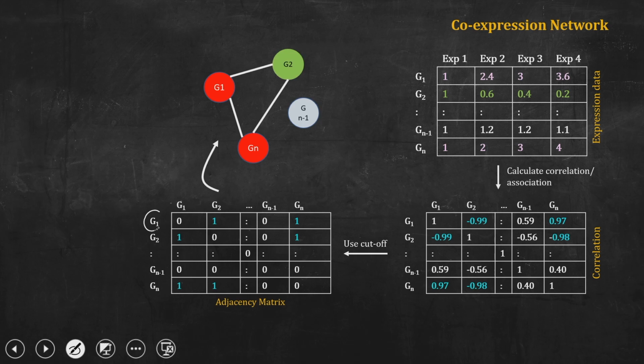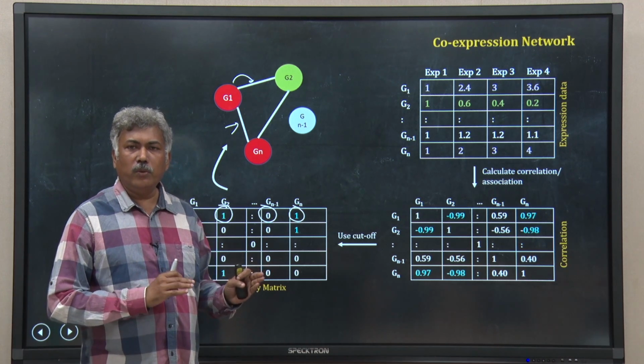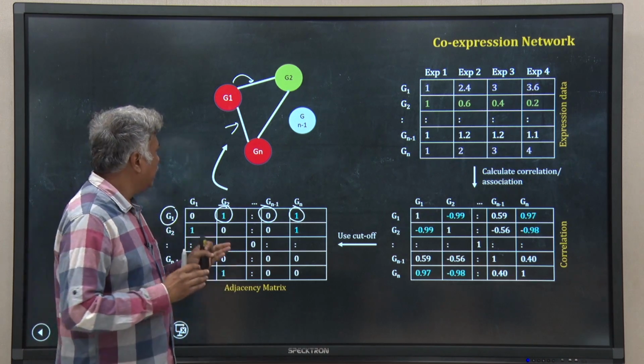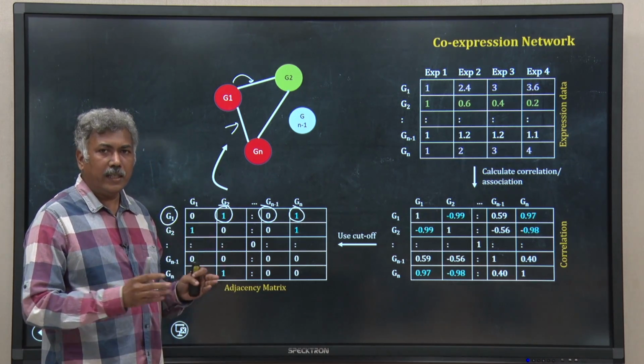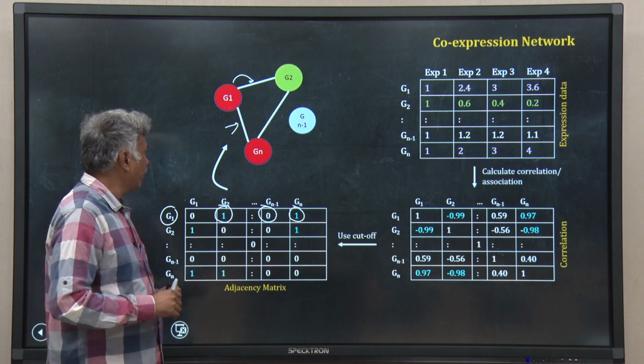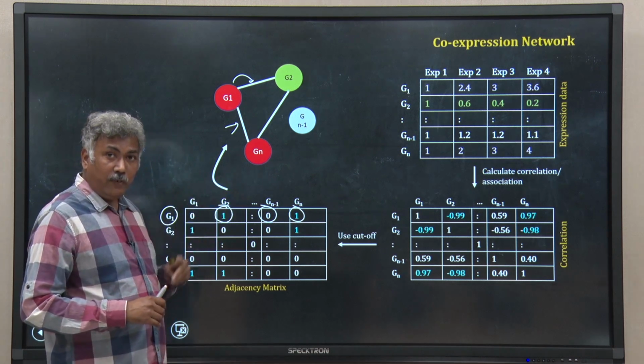As gene 1 has high correlation, it has 1 in the adjacency matrix with respect to 2 and also here for Gn. So, that means I should have an edge between G1 and Gn and G1 and G2. G1 and Gn1, if you look into that cell, this one, it is 0. So, there is no edge between G1 and Gn1, and in fact, Gn1 has no edge connecting to any of the other nodes either. Now, I have added another level of information in this graph.